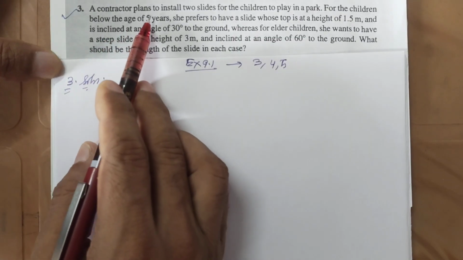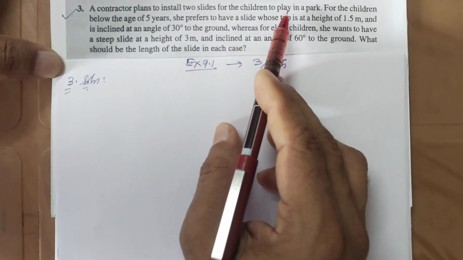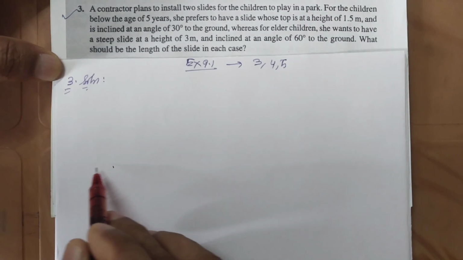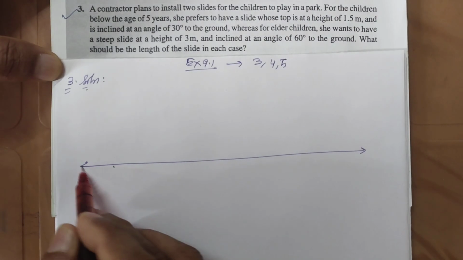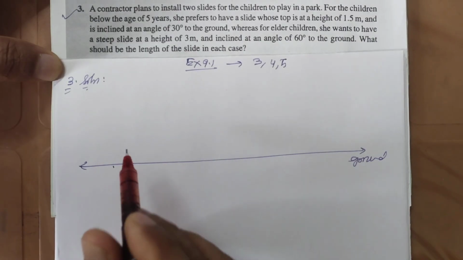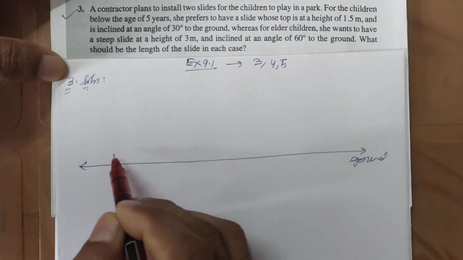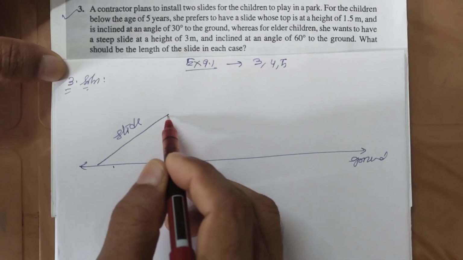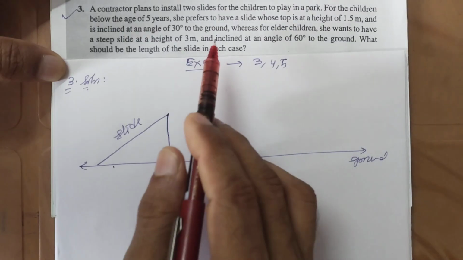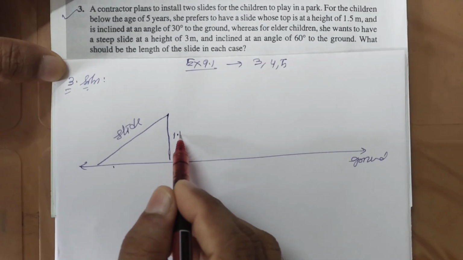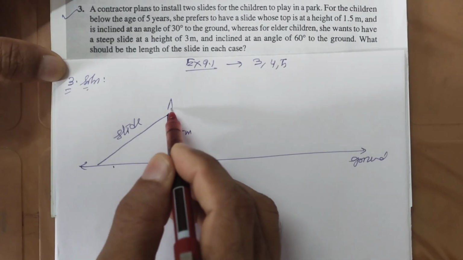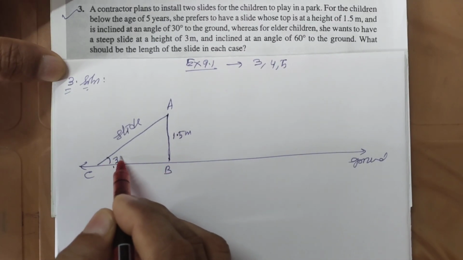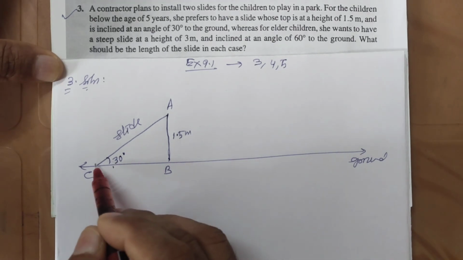A contractor plans to install 2 slides for children to play in a park. So this is the ground level and the contractor is going to install 2 slides. This is the first slide. It is at a height of 1.5 meter. So you can mark it like this A, B, C, and it is inclined at an angle of 30 degree to the ground. This is the slide. AC is the slide.